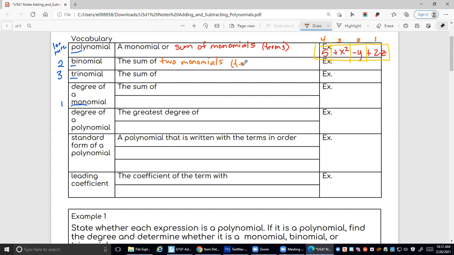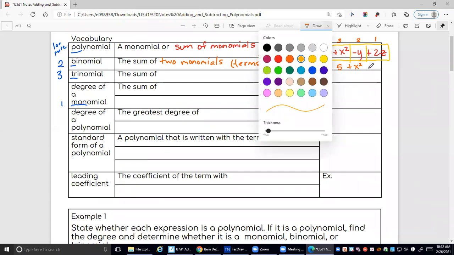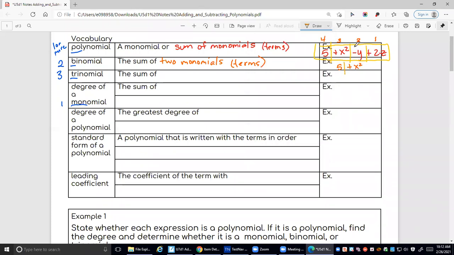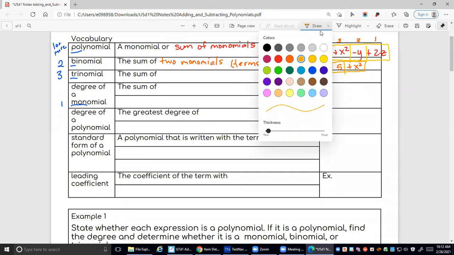AKA terms. So if I had something like 5 plus x squared, I just put a line in front of there. Again, I'm putting a line in front of any plus, a minus, or an equal sign. And there we go with our 2 terms, which is why we call it a binomial.